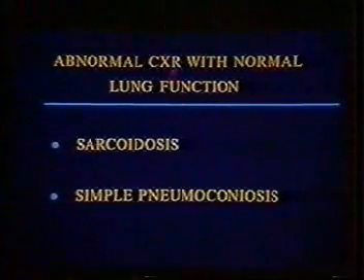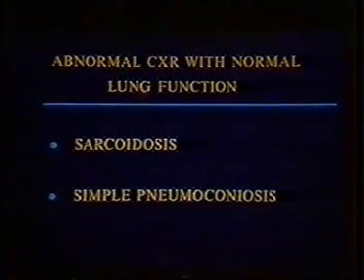Likewise, the chest X-ray, as we know, may be severely abnormal with normal lung function. This tends to happen especially in sarcoidosis and in uncomplicated pneumoconiosis. This is a patient who has extensive abnormality on her chest X-ray. Surprisingly, her lung volumes and her diffusing capacity were entirely normal. This is her high-resolution CT scan, which again shows extensive abnormality in both lungs.